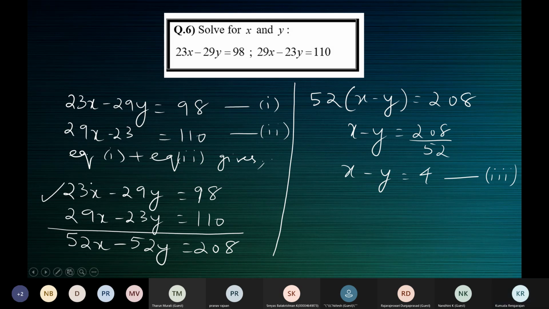Anything first. So when do we use this special method? When the coefficients are exchanged. The signs can be different, but the numerical value, the absolute value, that is the value without considering the sign, will be the same. So in that case, we use this method, which is called the special method.